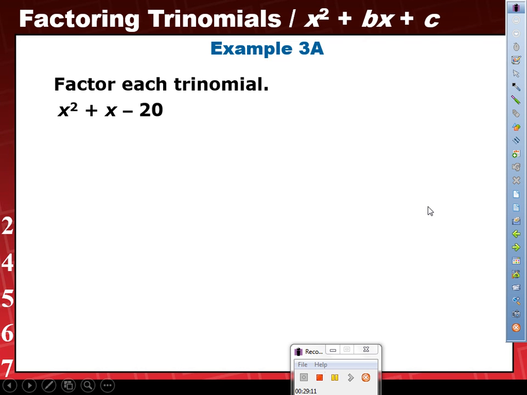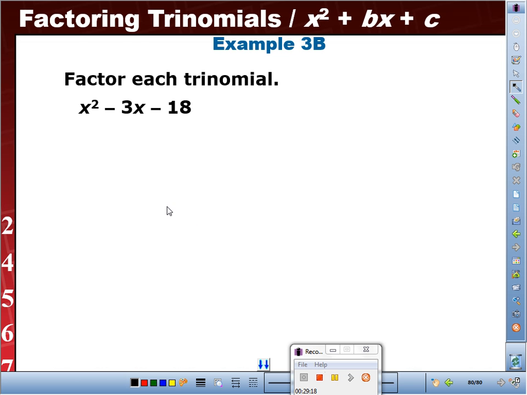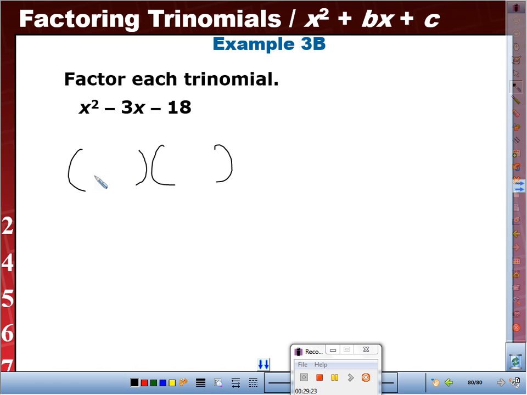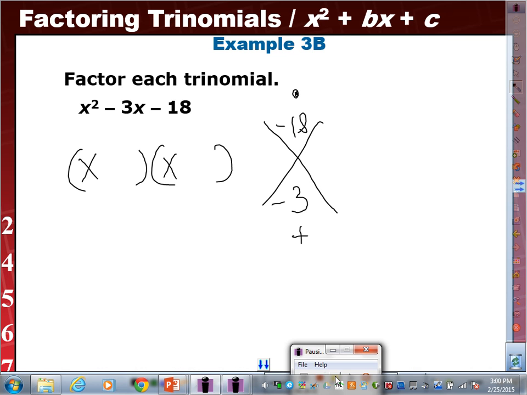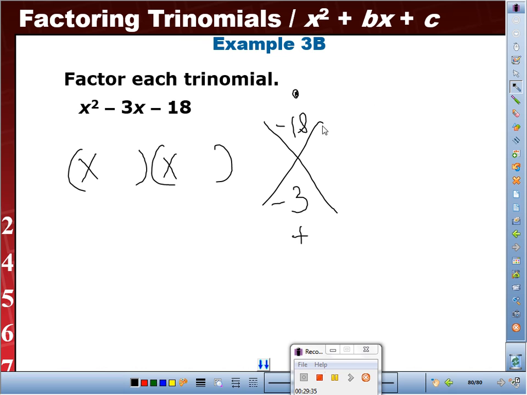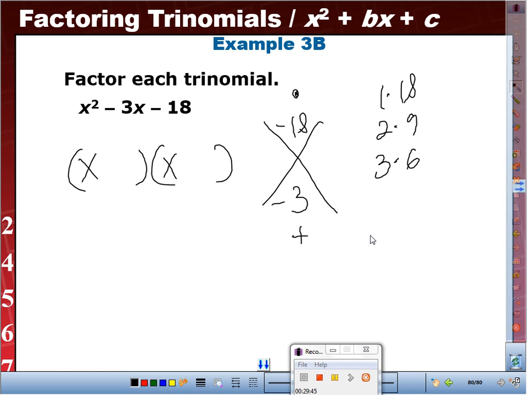Okay? So, one more. Copy this one, please. X squared minus 3x minus 18. This is the last one. There's no GCF, so I'll get you started. Negative 3, that's the sum. Negative 18, that's the product. See how you do with that. Go. So, factors of 18 are 1 times 18, 2 times 9, and 3 times 6. Which one of those adds or subtracts to give us negative 3?